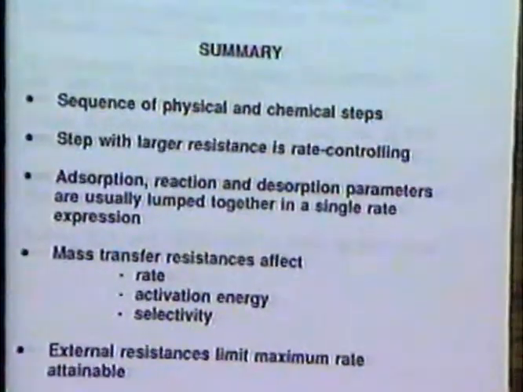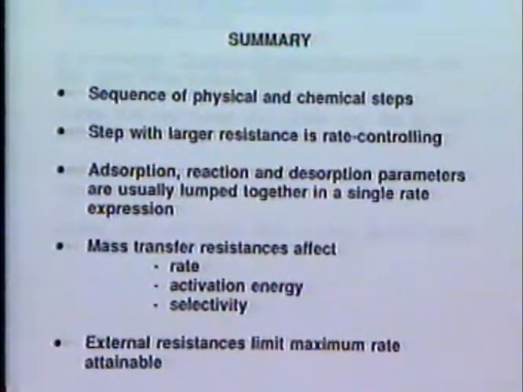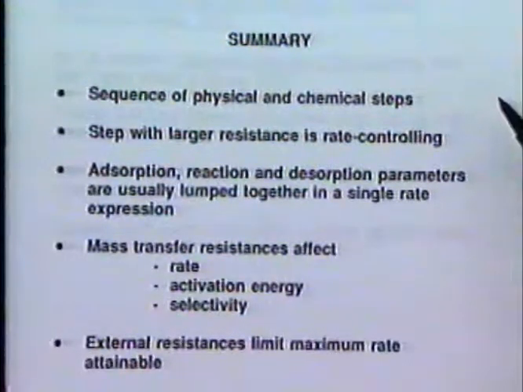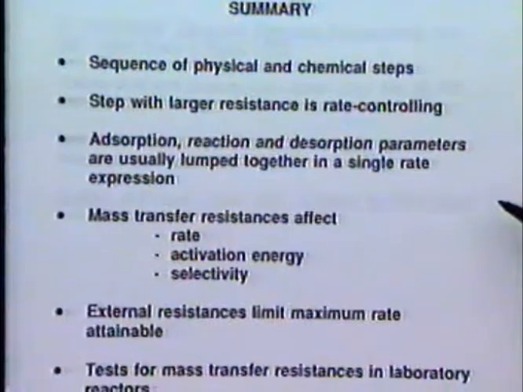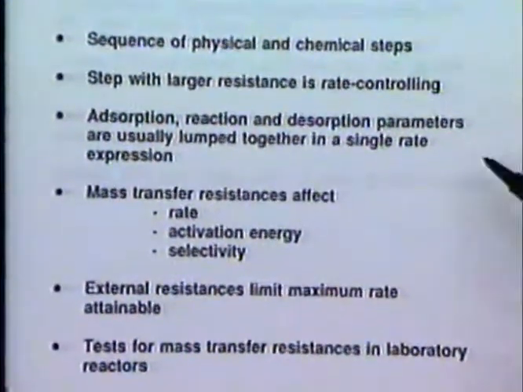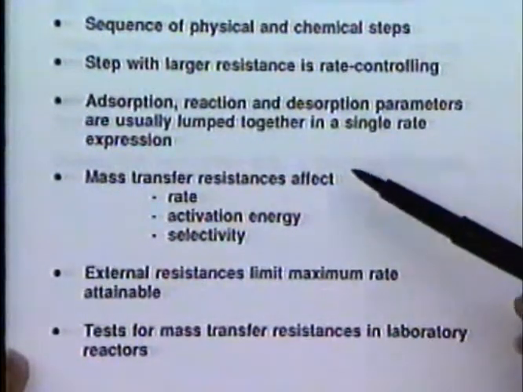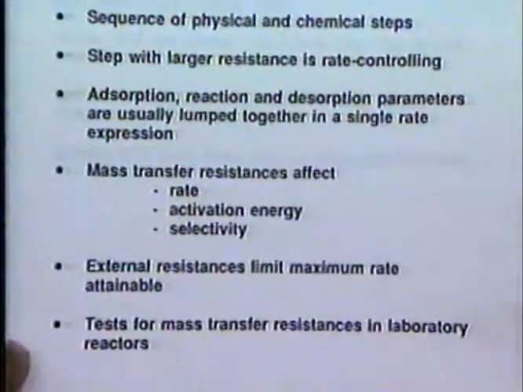So, a summary of what we have said today: when we have mass transfer with heterogeneous catalytic reactions, we will have a sequence of physical and chemical steps. The step with the larger resistance will be rate controlling. We said that adsorption, reaction, and desorption parameters are usually lumped together in a single rate expression. We have seen that mass transfer resistances affect the rate, the activation energy, and the selectivity of chemical reactions.